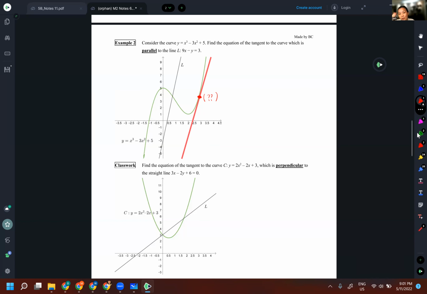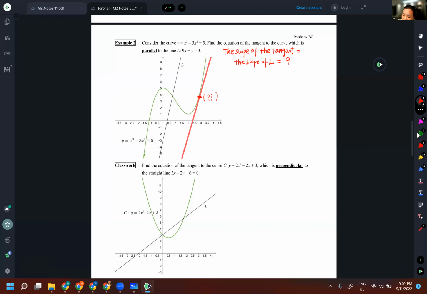Now, in example 1, the point of contact is given. For example 2, the point of contact is not given. However, the slope is given. So first, the slope of the tangent is equal to the slope of L, which is equal to 9 in this case. Now we know the slope is equal to 9.